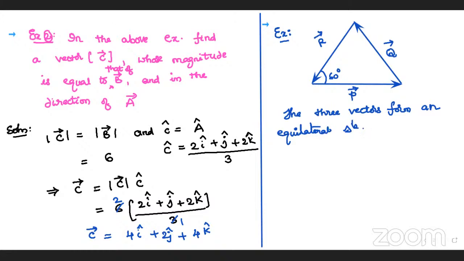That means, this is the information we found, which you write in the solution. Mod p bar, since they are forming an equilateral triangle, all sides are equal. Sides means the lengths of the three vectors are equal. So mod p bar equals mod q bar equals mod r bar. This is the information we have found. Let each be some L, we are assuming.